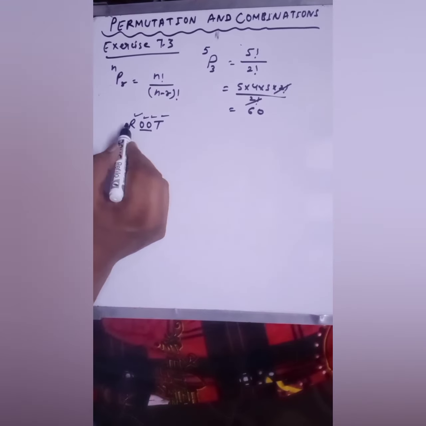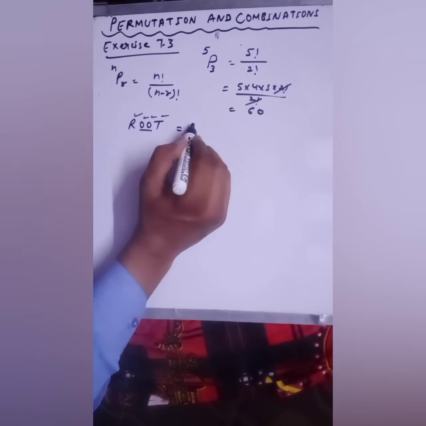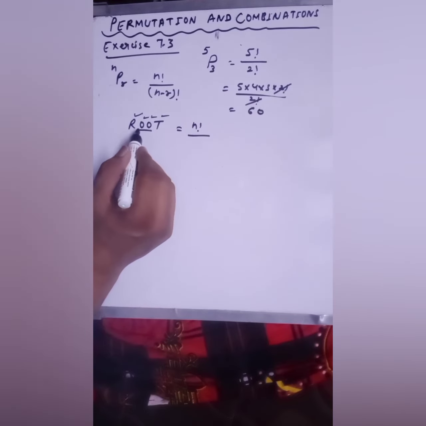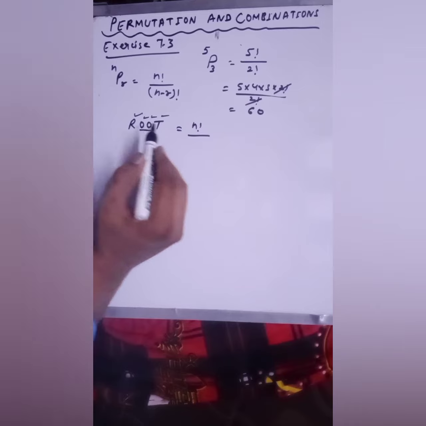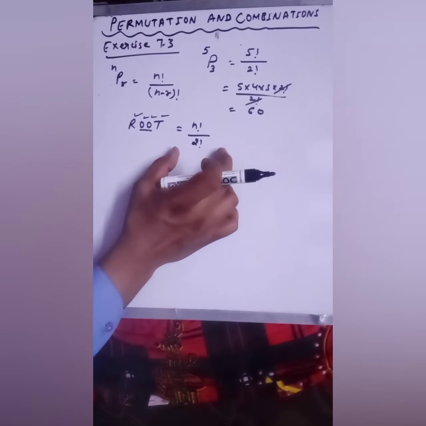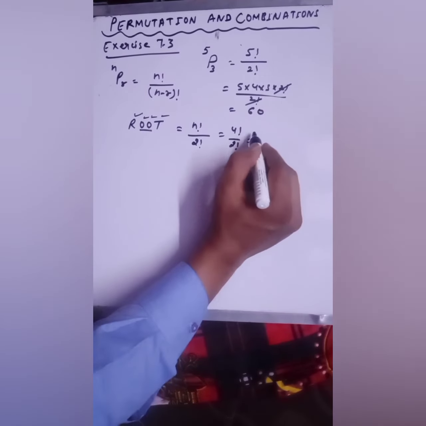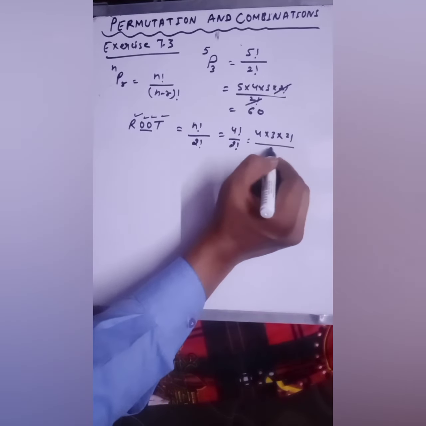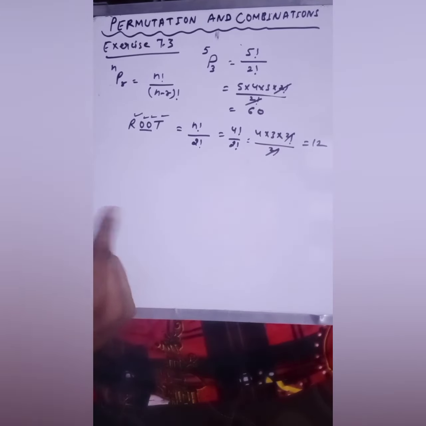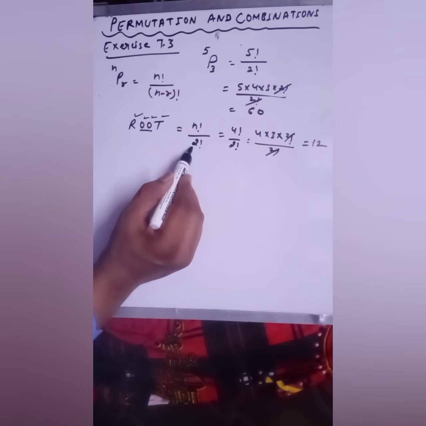In this question, you will write the total, n factorial, over the letter that is repeating. Here o is repeating, so you will write over 2 factorial. This would be the required answer. Here your n is 4, so 4 factorial over 2 factorial. This is not 21, this is 2 factorial. So this and this will cancel out and your final answer would be 12. If the same thing is repeating, you have to solve like this.